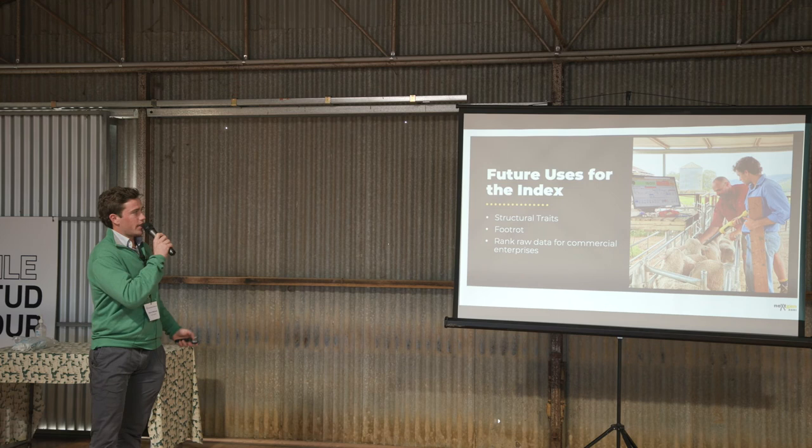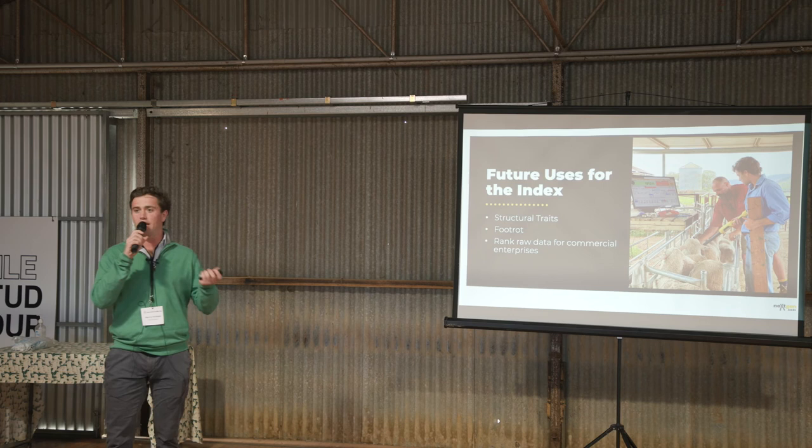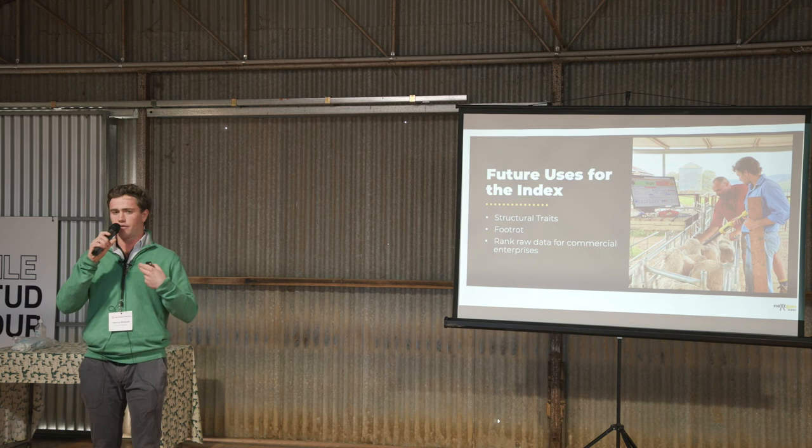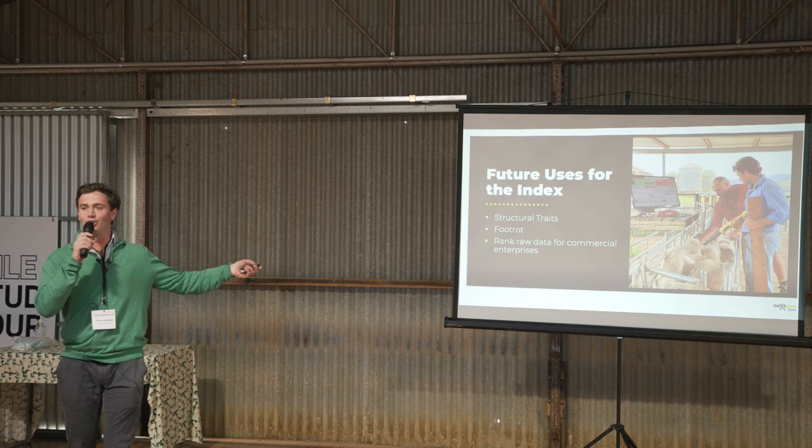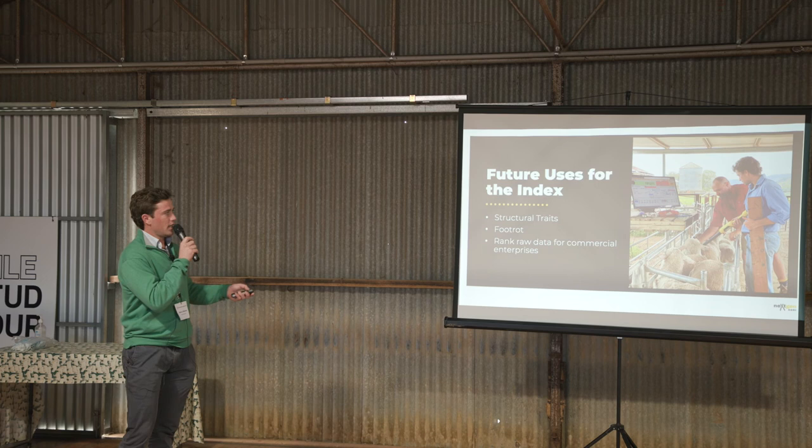And another use for this index is we can rank raw data for commercial enterprises. As the use of AIDs ramps up, we're finding people are wanting to use that technology and record more data on their ewe flock. You can see Dave Gregg's got 4,000 odd ewes, and he's putting up ones on the screen that he basically knows by name. That's the power of AID. If you record stuff, you can be picking those ewes that are performing every time. So it's really handy in ranking raw data for commercial enterprises.